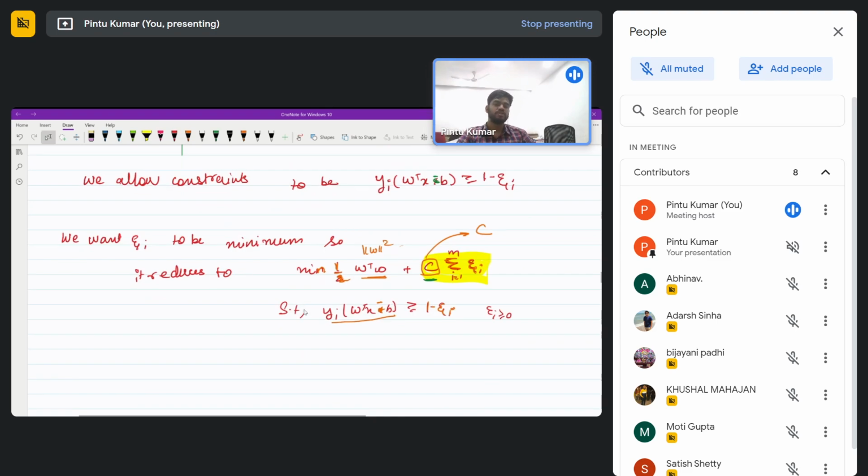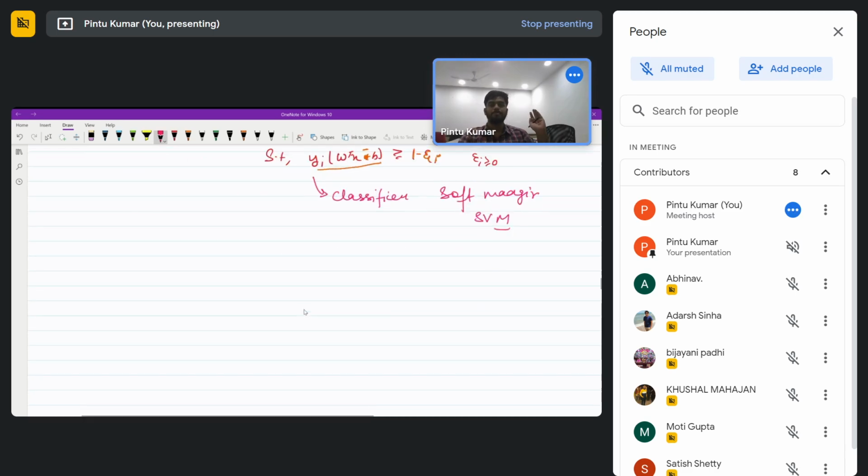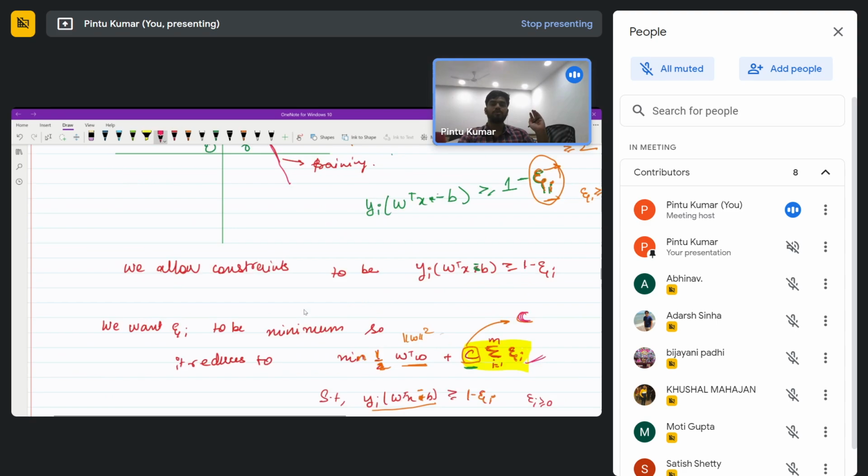So that depends on your application. You can tune this value of C. Whatever classifier you obtain from here is known as a soft margin classifier, or soft margin SVM. That means your classifier is a bit soft in its decision, in that it can allow some error also. Any doubt in this?